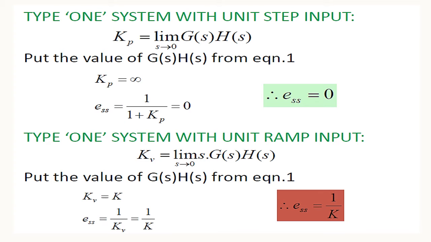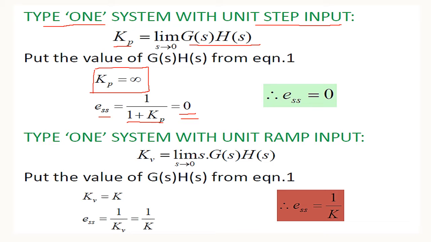Similar to the previous, now we consider a type 1 system with unit step input. The formula for Kp is limit s tends to 0 of G(s) H(s). Now if you put the value of G(s) here, the Kp value will become infinity. So for the steady state error, I know the formula is 1 divided by 1 plus Kp, so the value is 0.